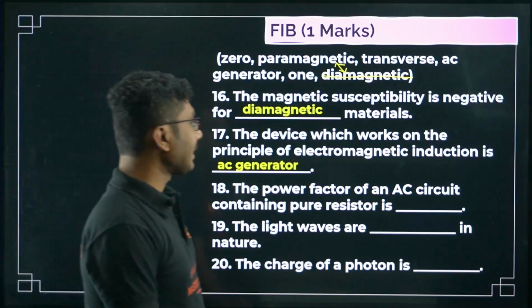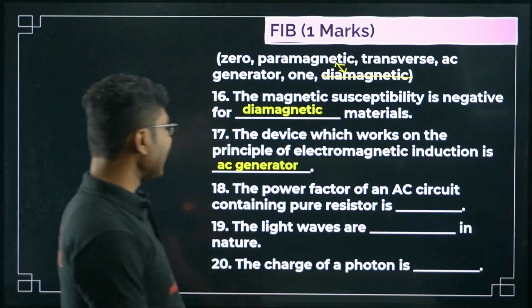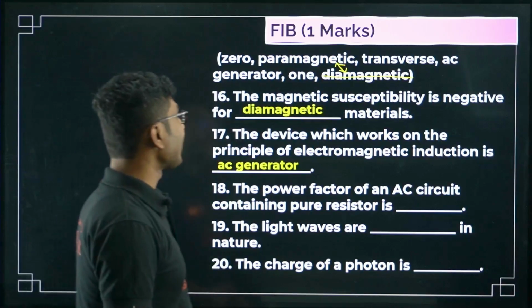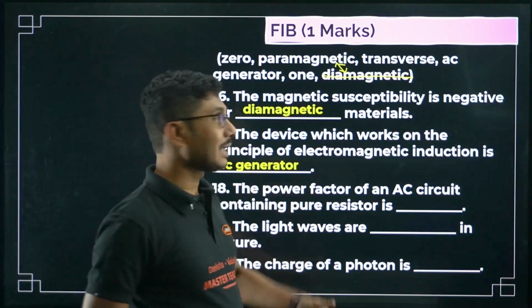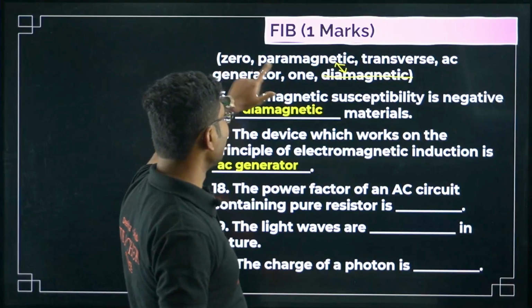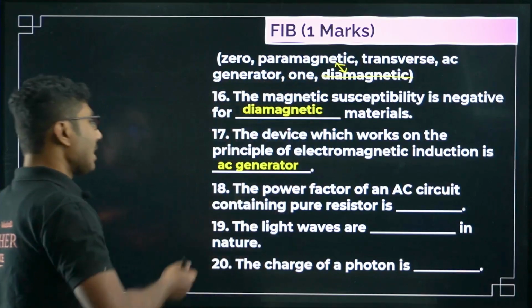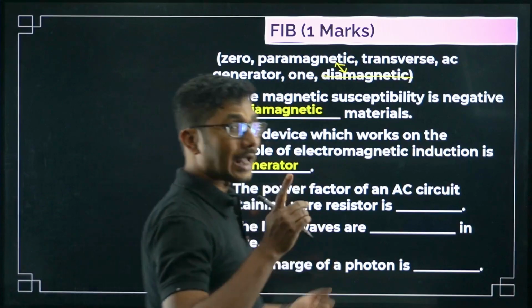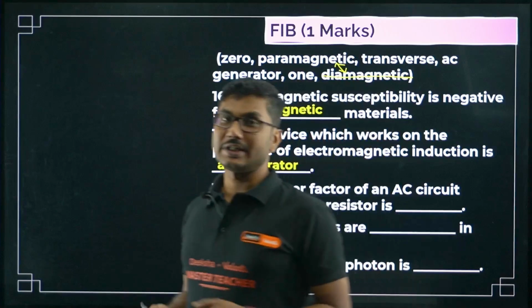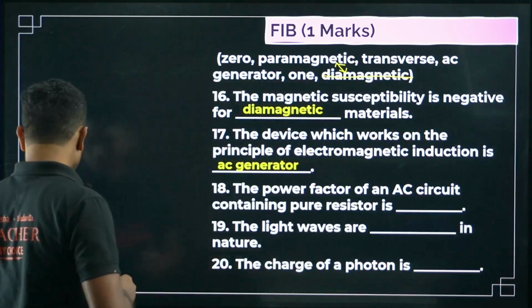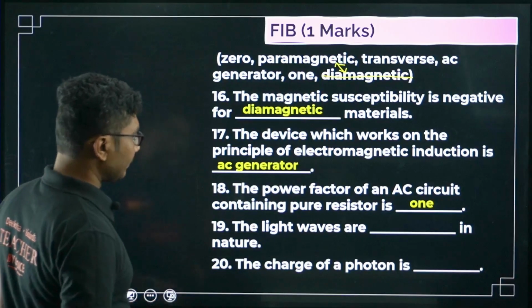The power factor of an AC circuit containing a pure resistor is. In this case this will be a number, so only two numbers are there, 0 and 1. Now power factor with a pure capacitor and pure inductor is 0, but for a pure resistor it is 1, right? So the answer for this will be 1.